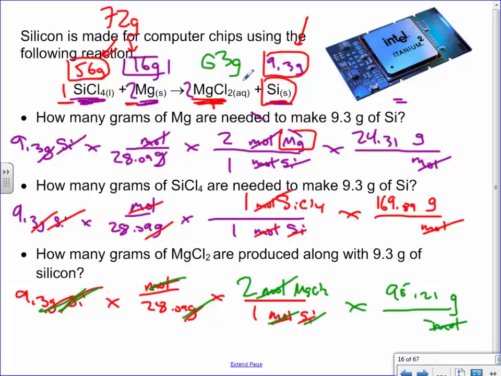This is really cool. Law of conservation of mass makes sense, by the way. 56 plus 16 equals 72. 63 plus 9.3 also equals 72. I know there's an extra 0.3 on here, but if you were to make it so that they're all to the nearest whole number, this is 56. To the nearest whole number, this is 16. To the nearest whole number, this is 63. To the nearest whole number, this is 9. Before, we started with 72. Afterwards, we finished with 72. Law of conservation of mass holds. Does that make sense?